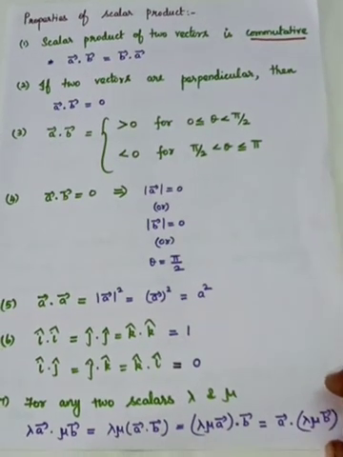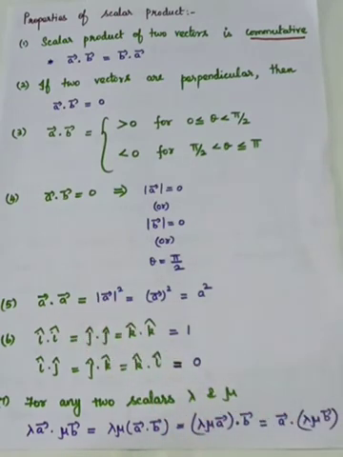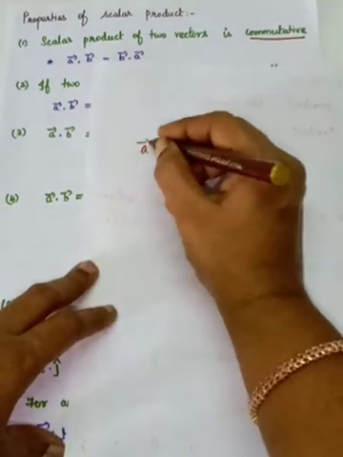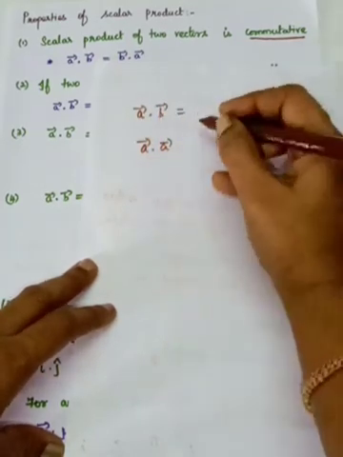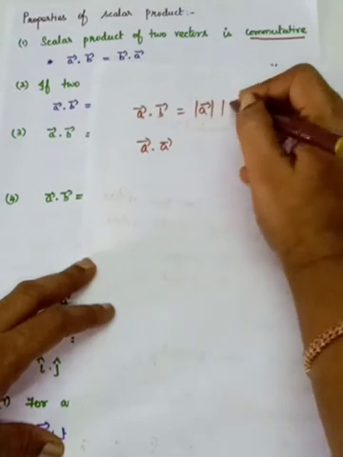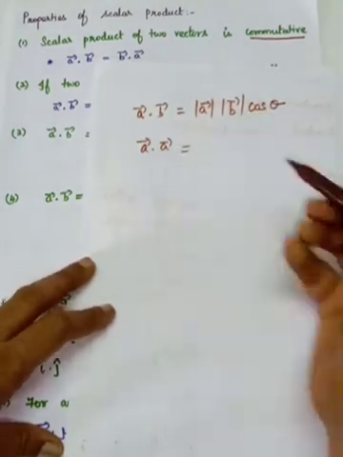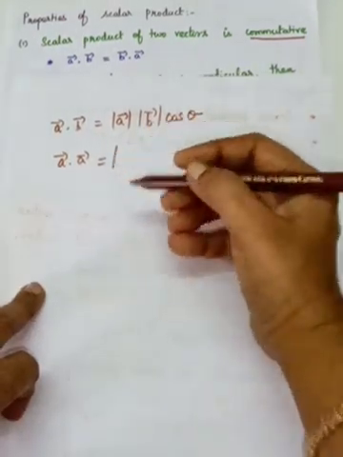So the fifth one, this result is very important. It's another way of representing the scalar product of two vectors. You see here we have taken equal vectors. A vector dot A vector. What is A vector dot B vector definition? Scalar product definition is modulus of A vector, modulus of B vector, and cos theta. So here the same vector is used, not two vectors, the same vector is used.